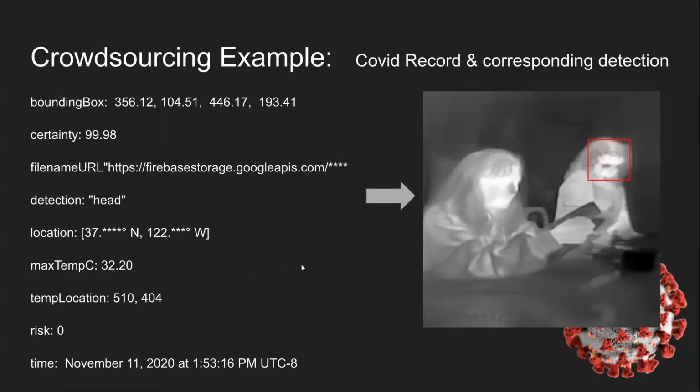As the user is viewing their environment, the application is also in the background generating records with data about each localized head region found, such as the time and location of the detection, as well as the max temperature found and the associated risk of a possible fever instance. These records are stored securely in a Google Firebase backend.